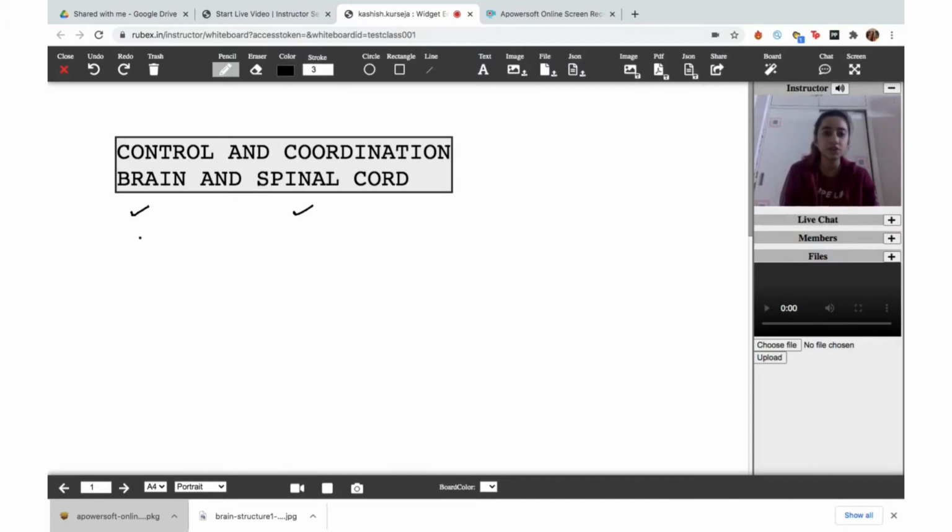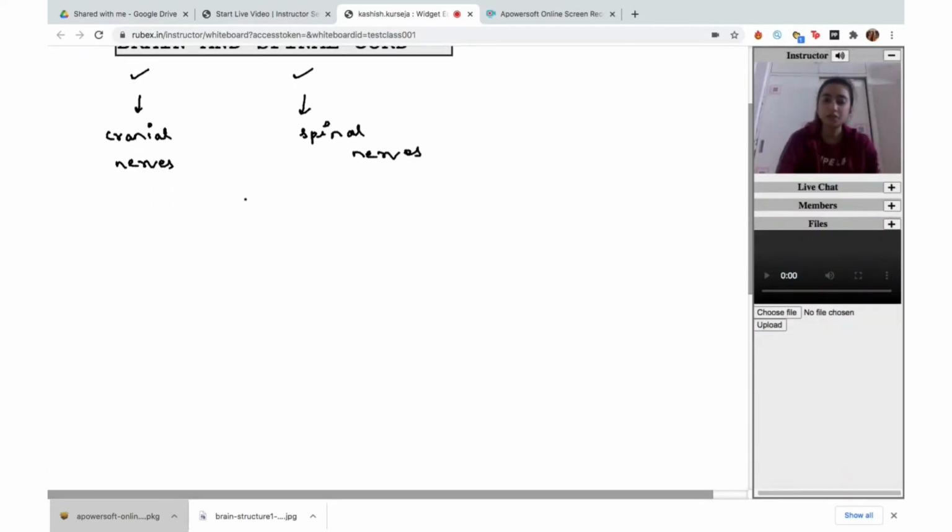Okay, so the nerves which arise from the brain are known as cranial nerves. And the nerves which arise from the spinal cord are known as spinal nerves. And their network is spread all throughout the body, and they are important for the transmission of different impulses in there. Okay, so we can just start with the first organ that we have to cover today, and that is brain.